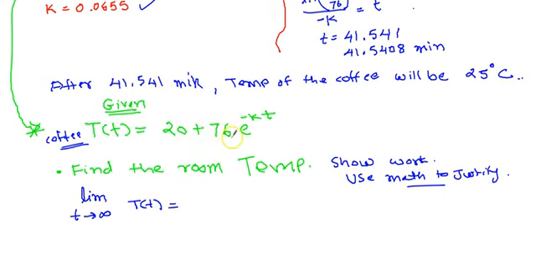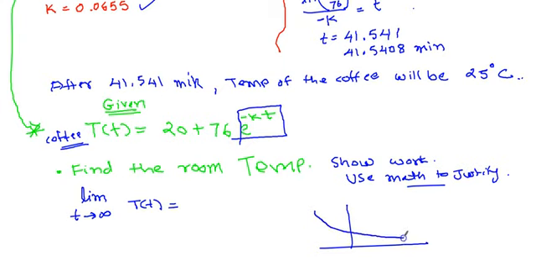T approaches infinity. What happens to this? We are looking for your understanding of this equation, that e to the negative kt is an exponential decay function, and we can see that when time approaches infinity, e to the negative kt goes to 0 because there is a horizontal asymptote at 0. So this piece becomes 0, and that makes it 20 plus 76 times 0.